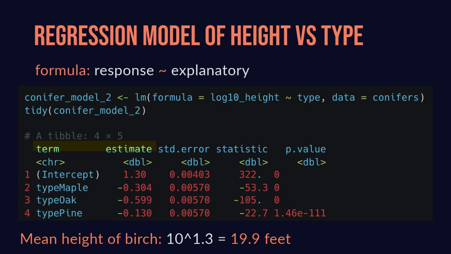One of them is an intercept, and the rest are for the 3 different species of trees. The coefficients of birch is missing, but if we raise 10 to the power of 1.30, we get the mean height of birch trees. So what are the other coefficients? Let's take a closer look.